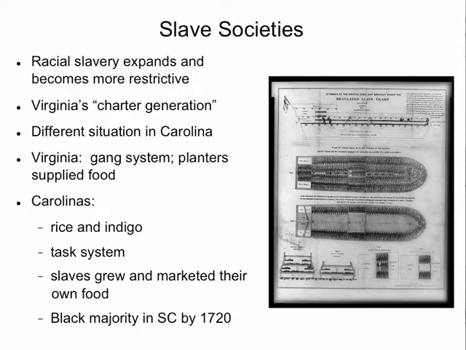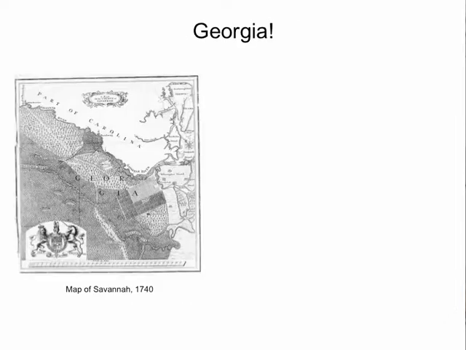I just want to mention before we leave the Carolinas, South Carolina was the first of the English colonies where in 1720 actually the majority of the population was African American, and later there would be other English colonies, later states that had black majorities, but South Carolina was the first. And so again we see there the scope of the Carolinas as slave societies from the very beginning.